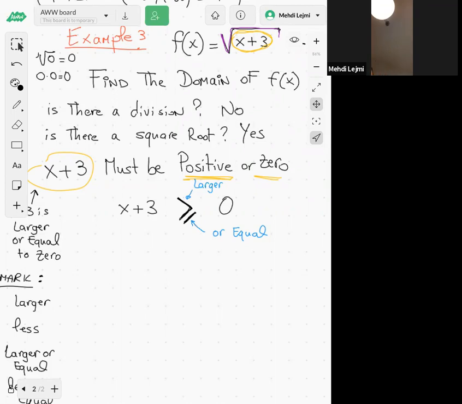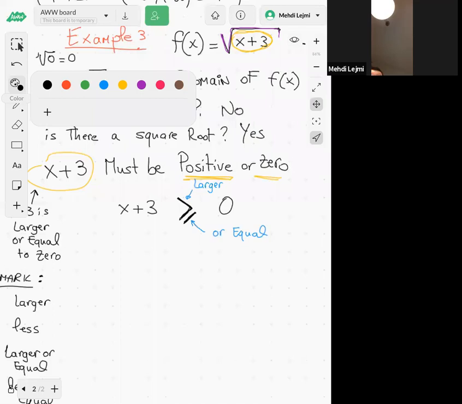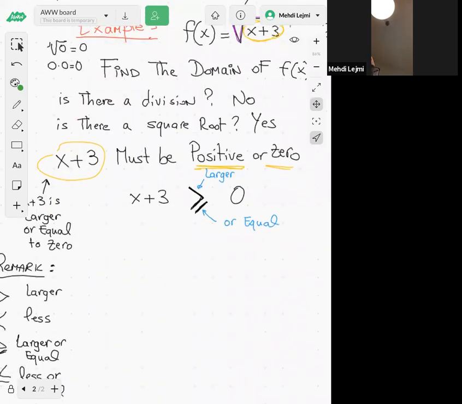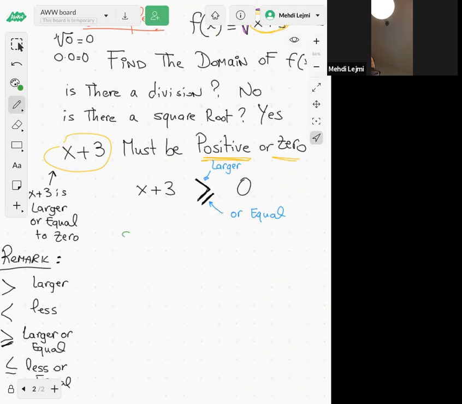Anyway, so we have to solve for x now, right? Because we are interested in x. We need to know what will be the domain, right? So we need to find the set of the inputs x. So we need to solve for x.